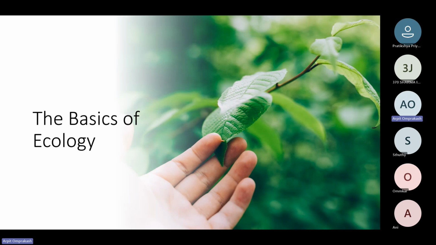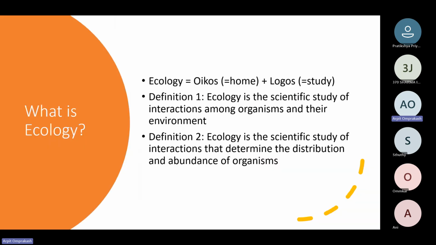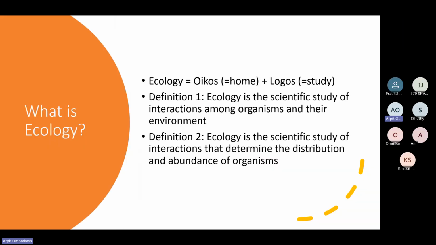So basically we talked about the basics of ecology. What is ecology? It comes from the root words oikos and logos. Oikos means home and logos means study. So ecology is the scientific study of home. We have two definitions that we talked about. First is that ecology is the scientific study of interactions among organisms and their environment. And the second is that it's the scientific study of interactions that determine the distribution and abundance of organisms.